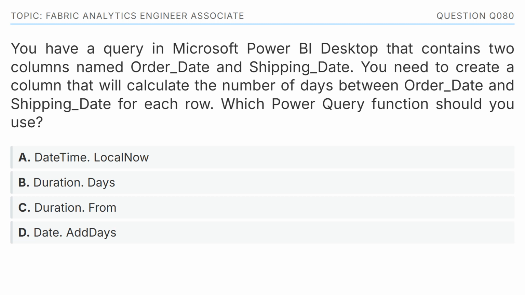The options are: Option A, DateTime.LocalNow. Option B, Duration.Days. Option C, Duration.From. Option D, Date.AddDays.